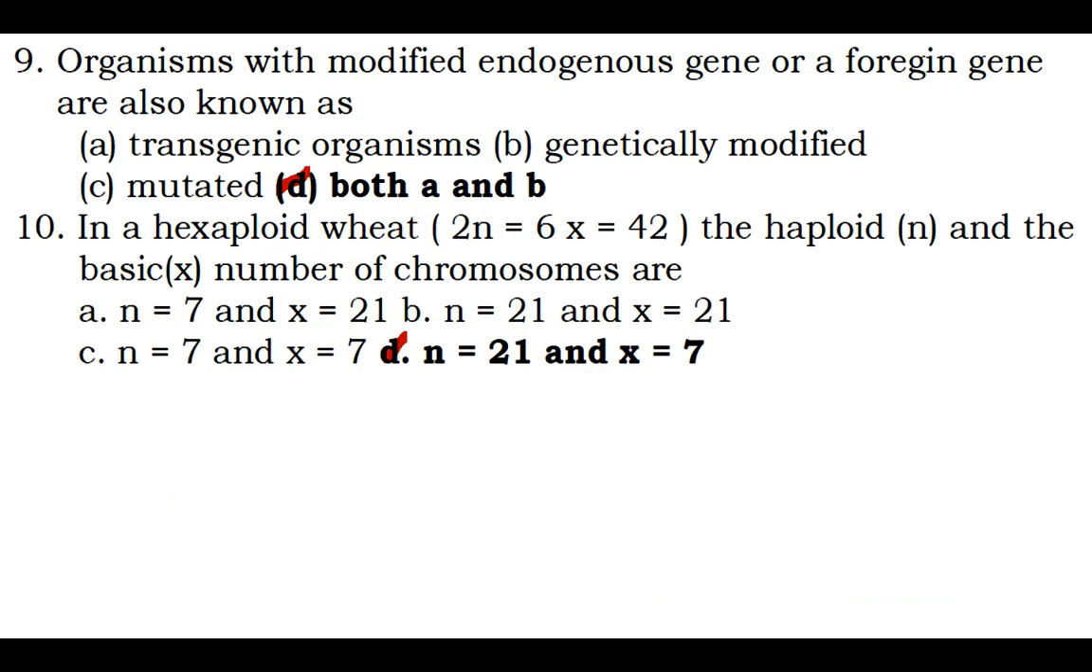Question number 9. Organisms with modified endogenous gene or a foreign gene are also known as. Option D, both A and B, that is transgenic organisms, genetically modified. Question number 10. In a hexaploid wheat, 2n equals 6x equals 42, the haploid n and the base x number of chromosomes are. Option D, n equals 21 and x equals 7.